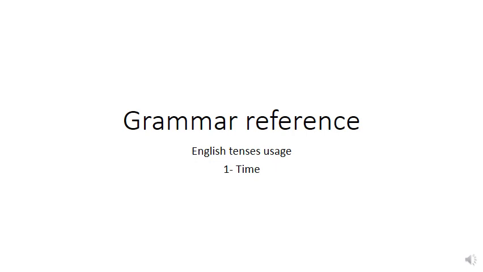Now let's go to the English tenses usage. English tenses have two elements of meaning, time and aspect.